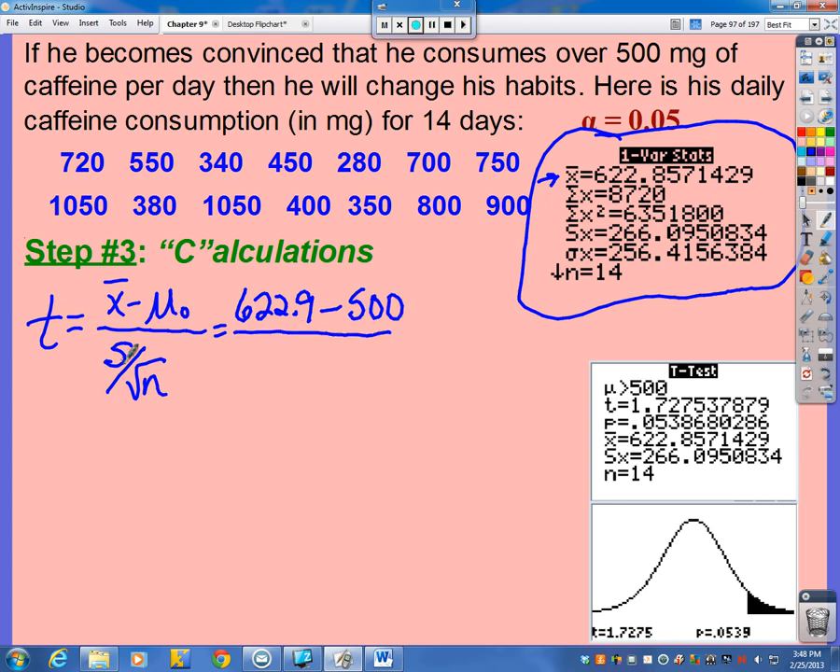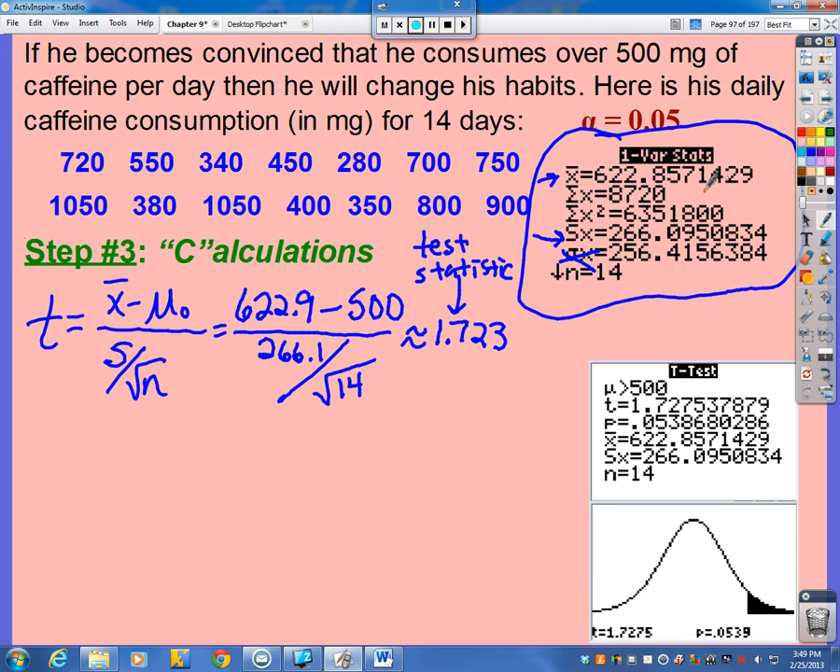Our S is our sample standard deviation, and again, you always use the S sub x. Never use this sigma sub x. Okay, so we're going to use 266.1 divided by the square root of n, and our n is our 14 values. So if I put that to my calculator, I should end up with a t-score, this is my test statistic again, of 1.723.